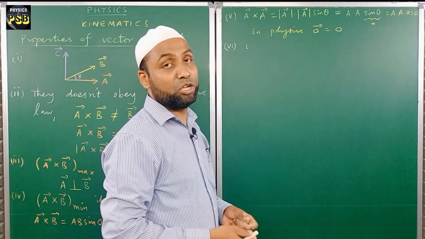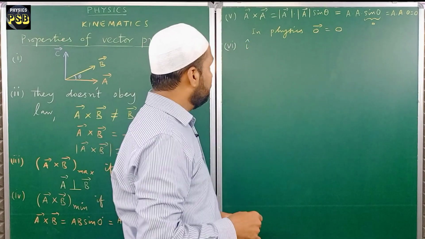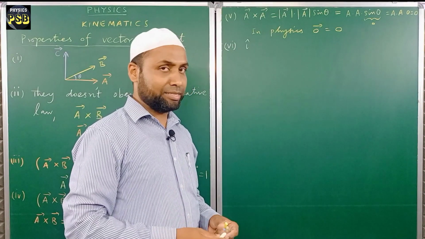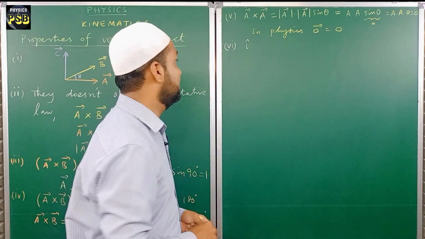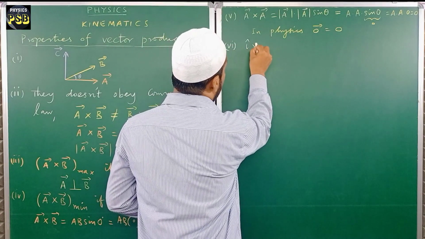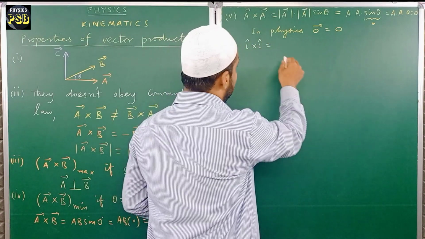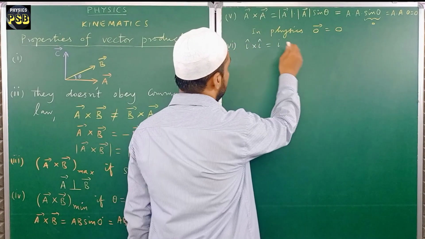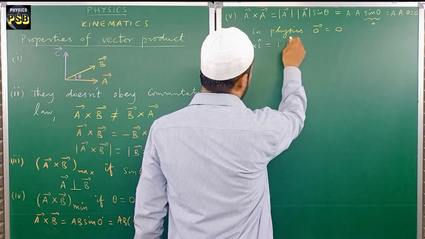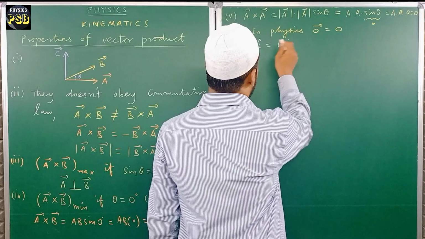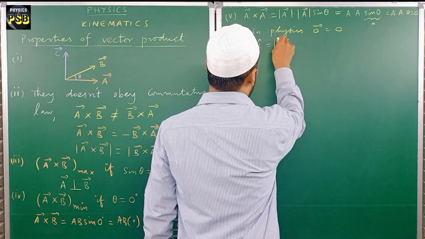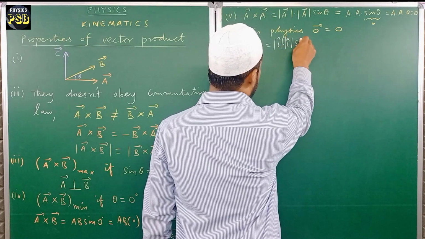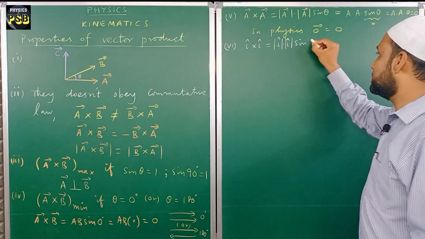i, j and k are unit vectors. i cap is a unit vector acting along x axis, j cap is a unit vector acting along y axis, and k cap is the unit vector acting along z axis. When i cap is multiplied with i cap, what will we get? Modulus of i cap, modulus of i cap, and sine of angle between them. Both act in the same direction, so the angle is 0.